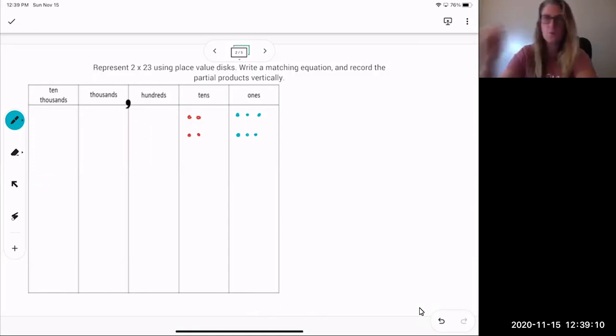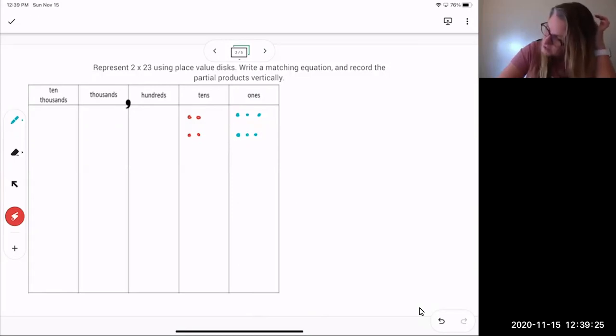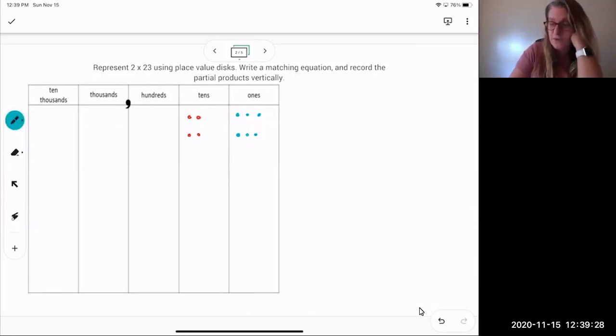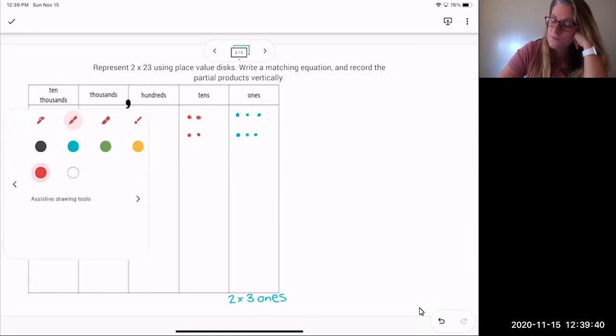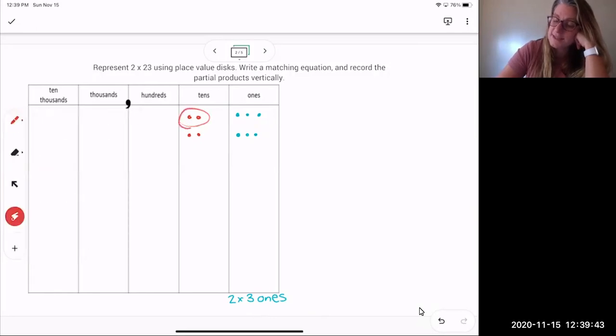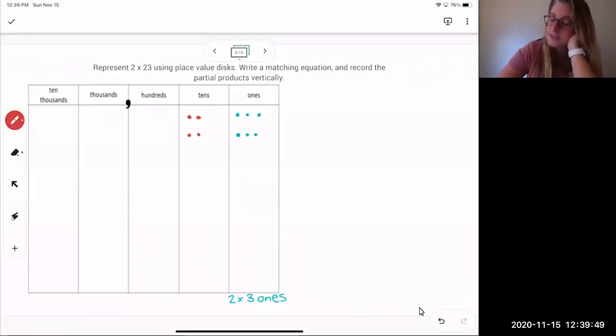So first we're going to look at the ones place. And in the ones place, we have 3 ones multiplied by 2. So we have 2 groups of 3 ones. So if we were going to write this in unit form, it would look like this. 2 times 3 ones. For our tens place, we have 2 tens times 2. So we have 2 groups of 2 tens, and the way we're going to represent that in unit form is 2 times 2 tens.